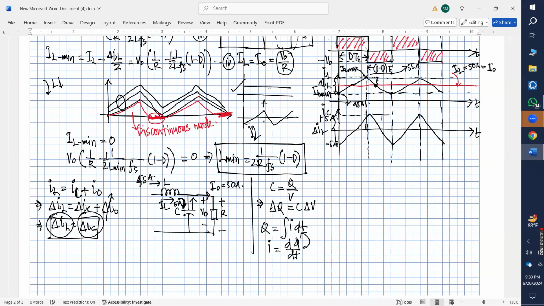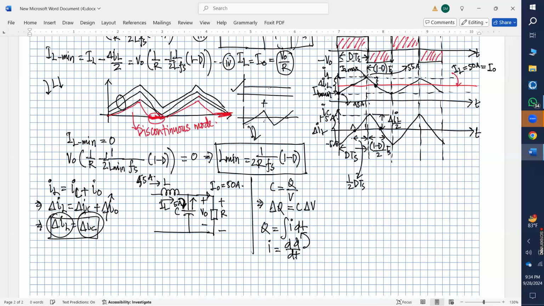So what is this value? This value should be del IL by 2, IL over 2, right? This total time is my D multiplied by TS. So if this is the total, half of it, the time from here to here, should be half into D multiplied by TS, right? Yes, sir. Similarly, the time from here to here should be (1 minus D) divided by 2 into TS, right?